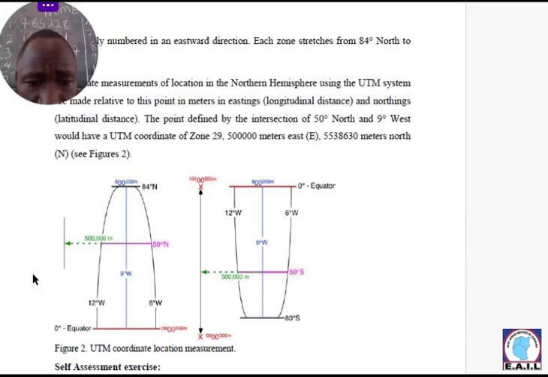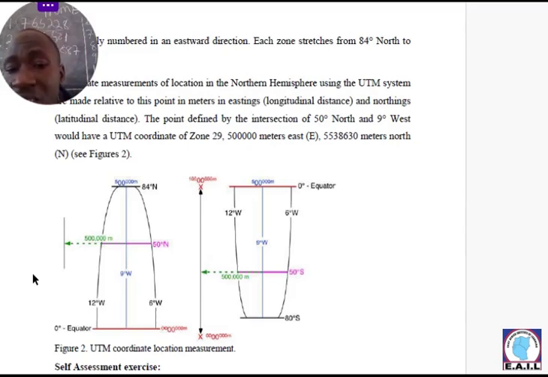Now, when you proceed, that means we are extending northwards. From 0 degrees, we go up to 50 degrees north of the equator. In terms of meters, there will be 500,000 meters. From there, they proceed along the latitude up to 84 degrees north, and in terms of meters, it is 600 meters. The same applies to part B.